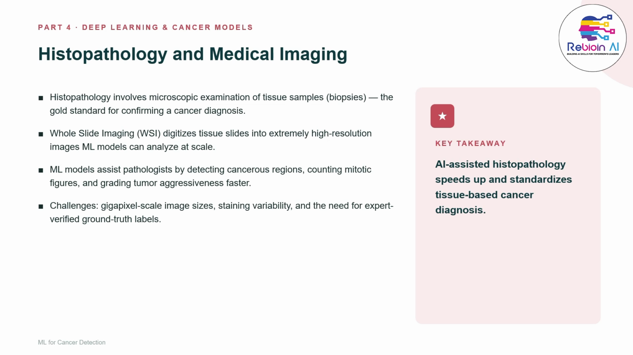Let's have an example. Imagine proofreading a book the size of a football field printed in tiny text, where different pages were printed with slightly different ink shades. That's the scale challenge a pathologist or an AI model faces with whole slide imaging.